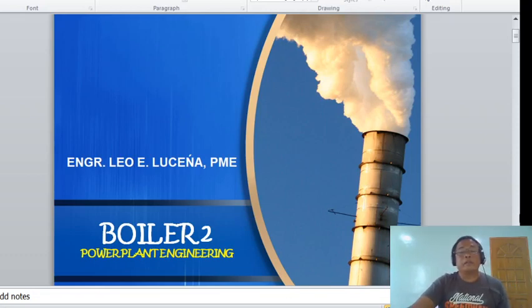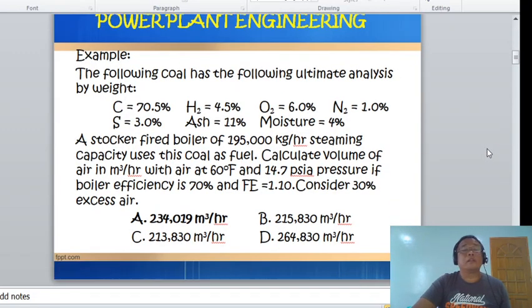Okay, class, so let us now proceed to the second part of the topic on boilers. By this time we are going to discuss examples of the formulas presented in the first presentation of this topic. So let us now consider this example.